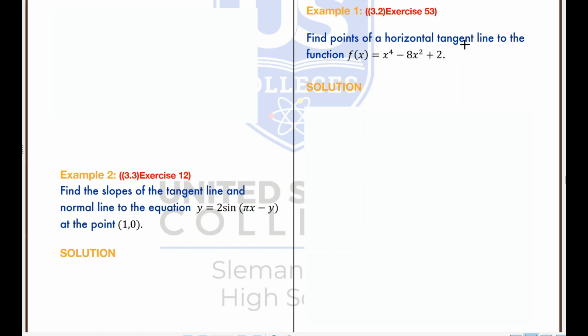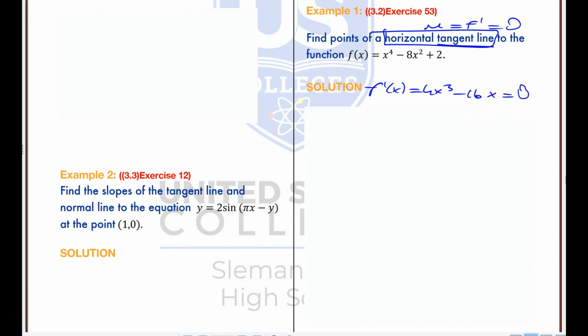So we need the tangent line, so we should find the derivative first. So f prime of x equals the derivative of x to the fourth, 4x cubed, minus the derivative of 8x squared, 16x, plus the derivative of 2, 0. So I'm not taking a derivative there. If there is a horizontal tangent line, then I know that the slope, which means the derivative, is equal to 0. So I need to equalize the derivative to 0.